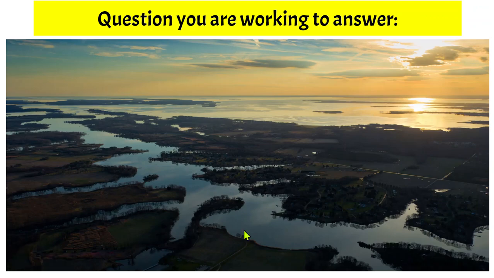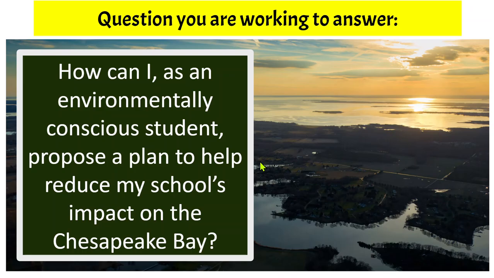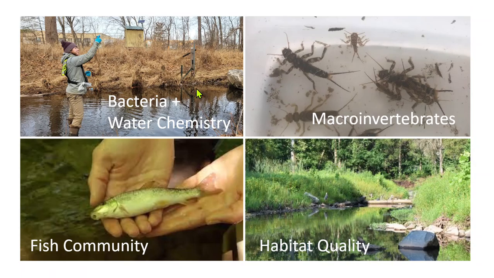Okay. So remember, here's the question you are going to answer. How can I, as an environmentally conscious student, propose a plan to help reduce my school's impact on the Chesapeake Bay? You'll choose one of those 8 issues, and you can use some of these concepts in your answer. We might be evaluating water chemistry, and we are thinking about ways to raise our pH or lower the nitrites or something like that. You can read through and pick and choose what's interesting to you.